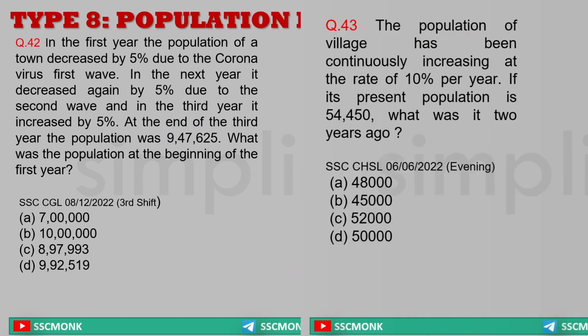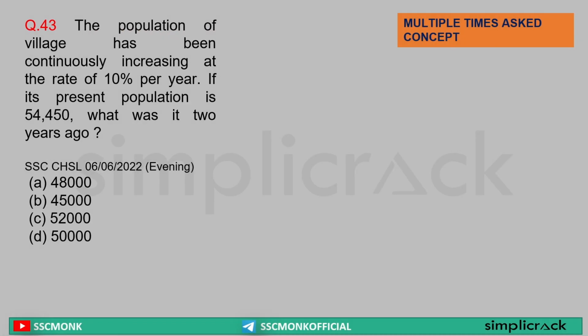Okay. Next. The population of a village has been continuously increased at the rate of 10%. If the present population is this much, what was it 2 years ago? So let's say 2 years ago the population was X. So it got increased by 10%. So 110 by 100, that is 11 by 10. Again it got increased by 10%. So now the population is 54,450.